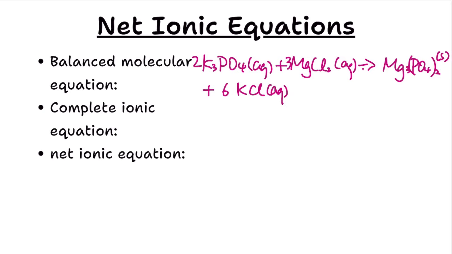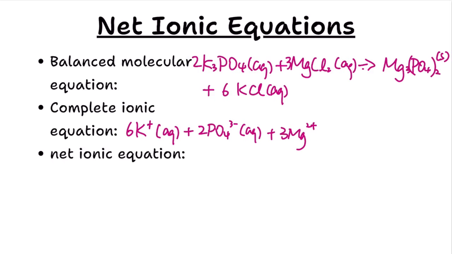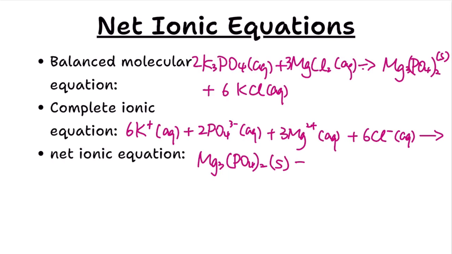Then the complete ionic equation looks like this. 6 potassium cations in aqueous plus 2 phosphate anions in aqueous plus 3 magnesium cations plus 6 chloride anions produce magnesium phosphate in solid and 6 potassium cations in aqueous state and 6 of the chloride anions in aqueous state.